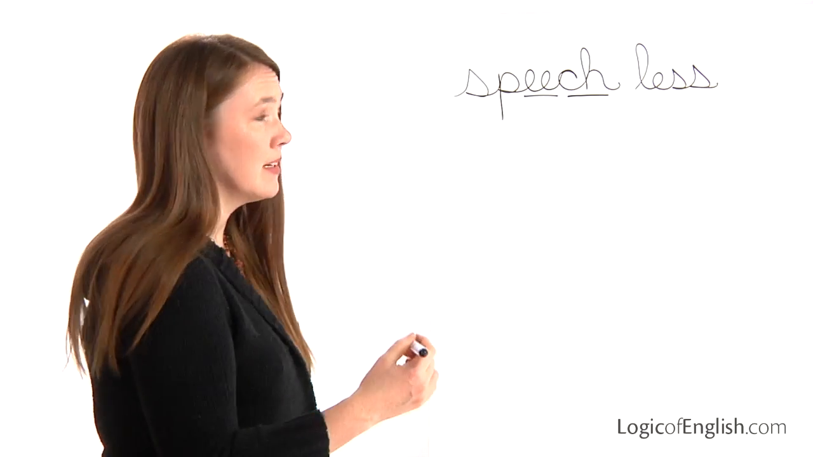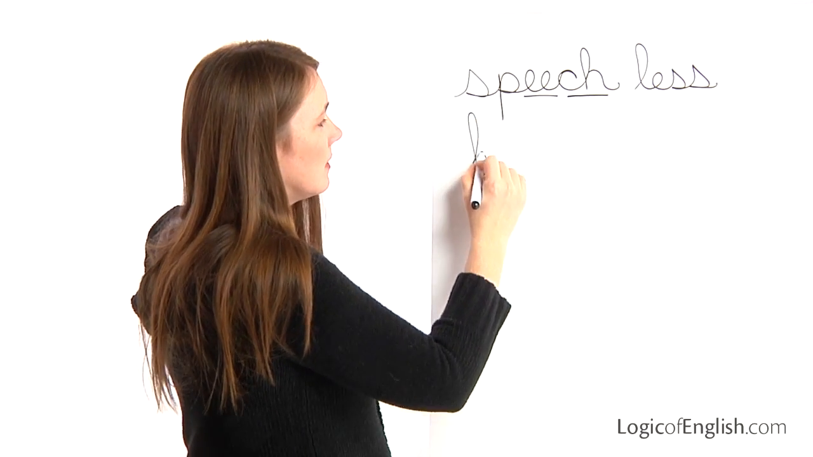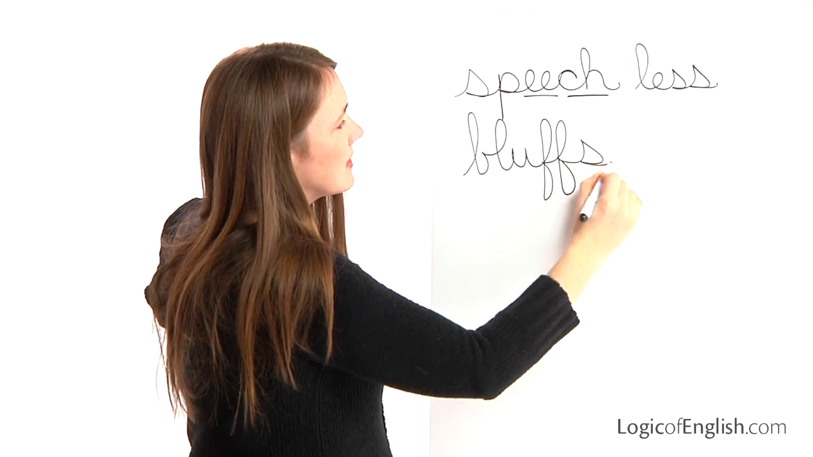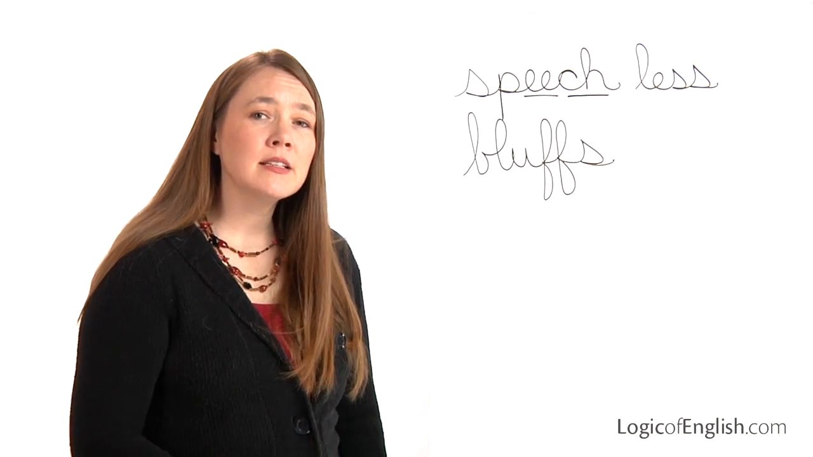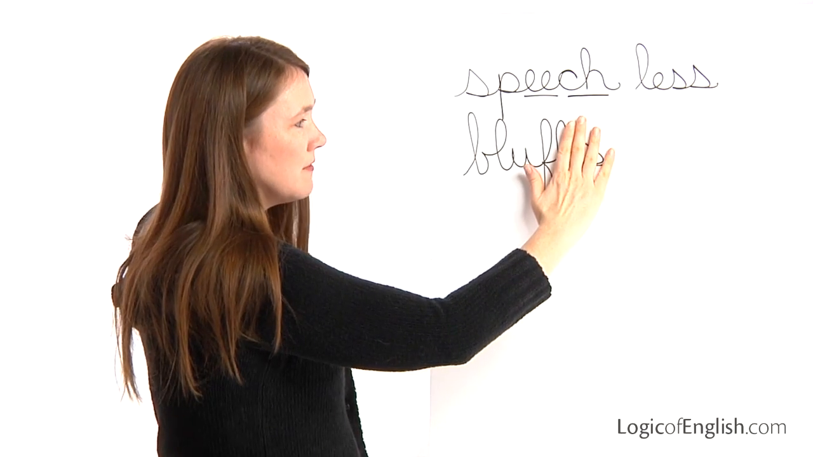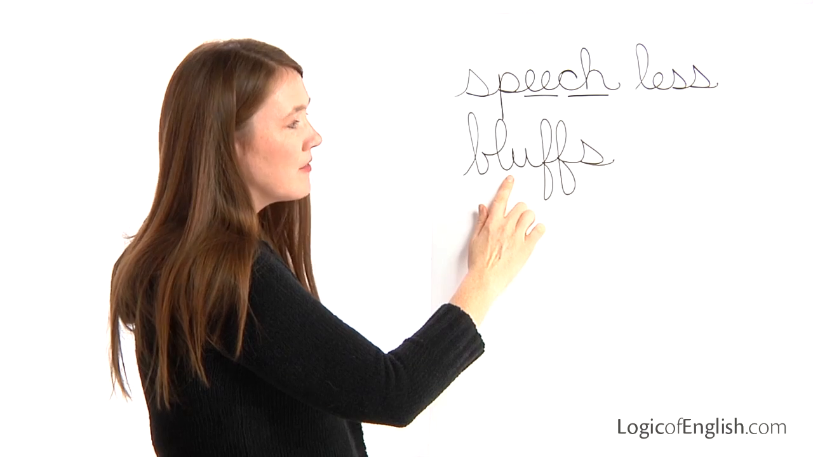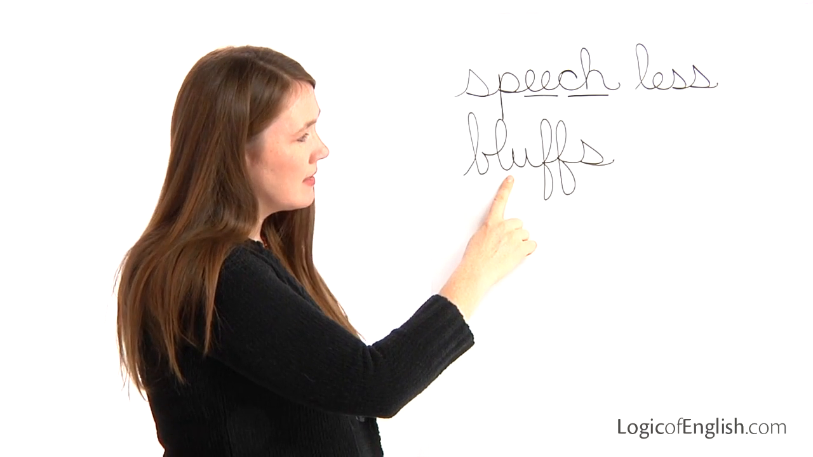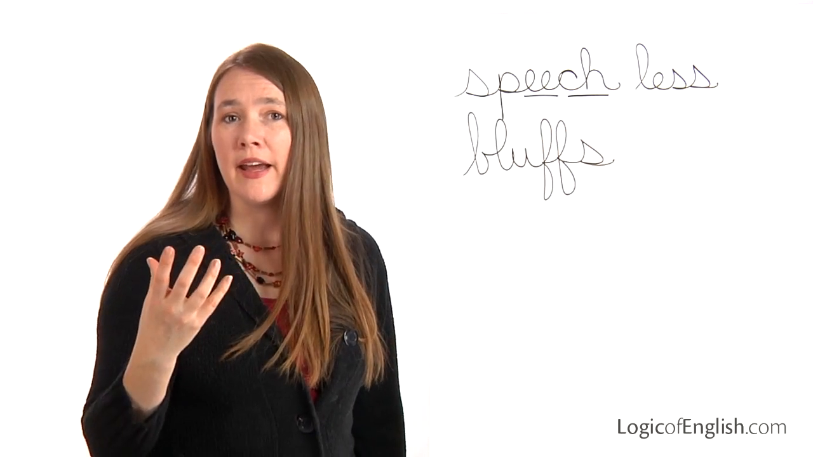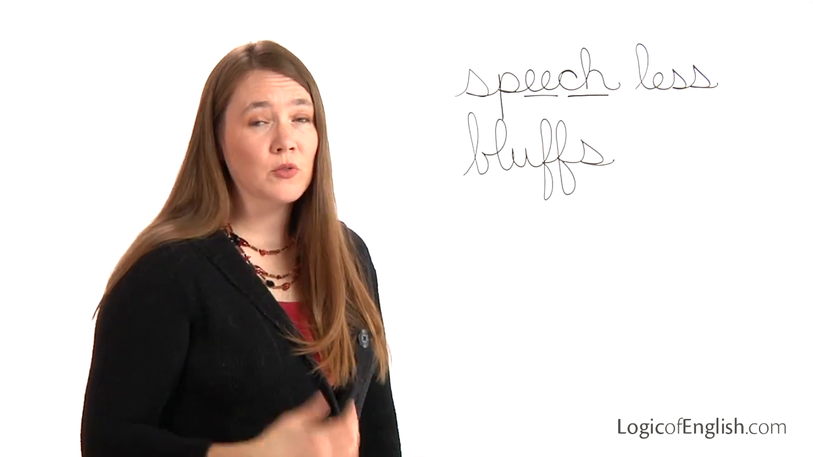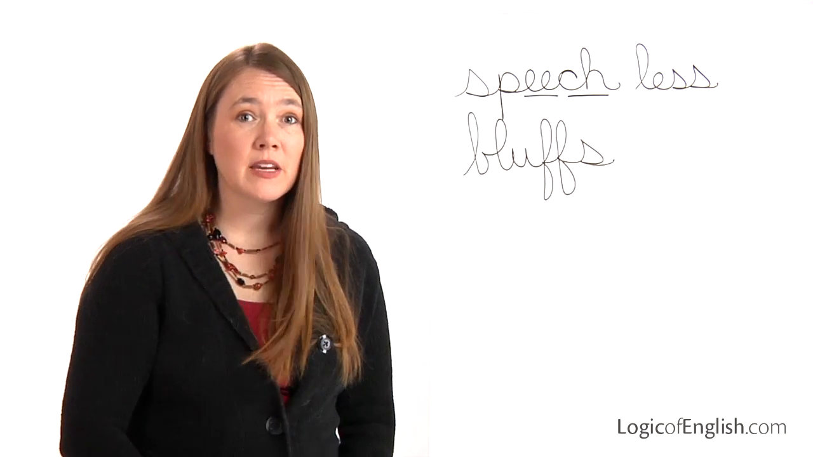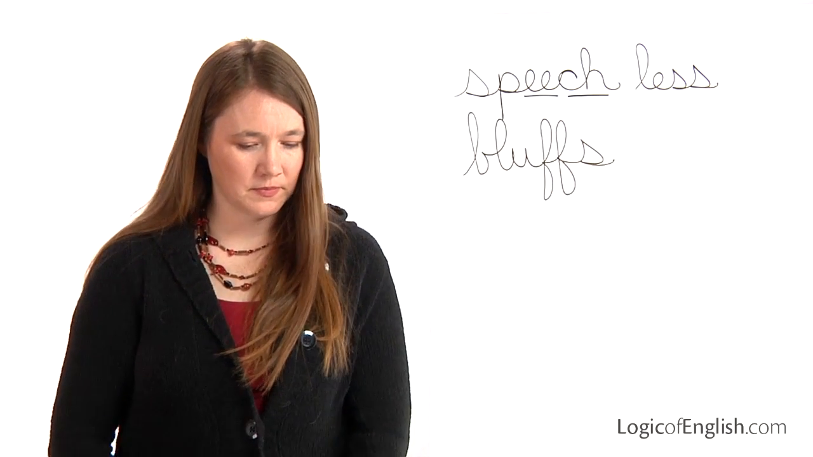And now help me to write it. B, L, U, F, F, S. And notice we doubled the F. What is the root word of bluffs? It's bluff. So we doubled the F after a short vowel at the end of a base word. The base word is when we don't add a suffix to the word or a prefix. And that follows the rule, and then we added S to make it plural to get bluffs.